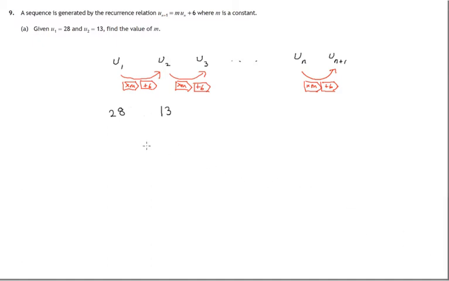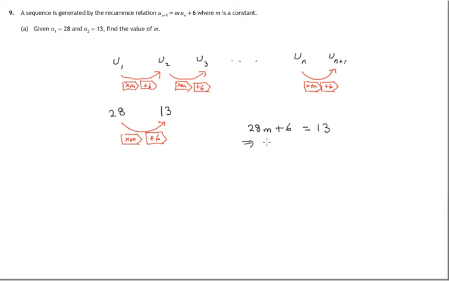So let's just follow this process through. To get from 28 to 13, remember we said that's a multiplying by m and then an adding 6. So let's just write down what that means. If we start with 28 and we multiply it by m, we'll get 28 times m and then add 6. And that ends us up at 13, the next term. So this must be equal to 13.